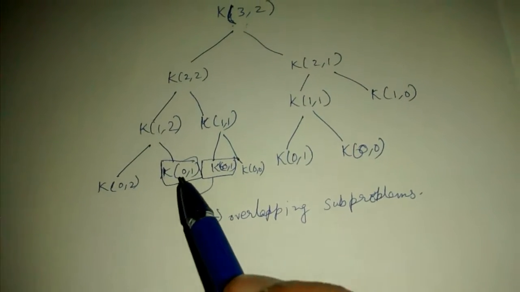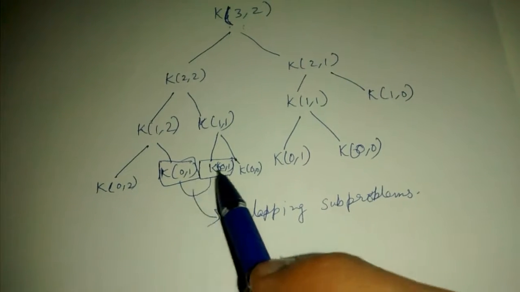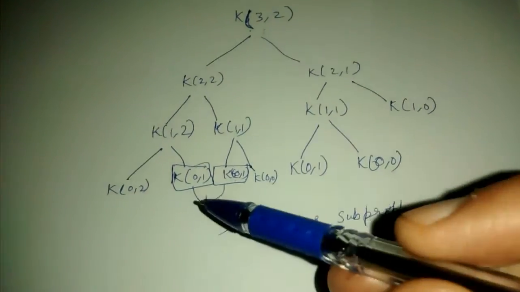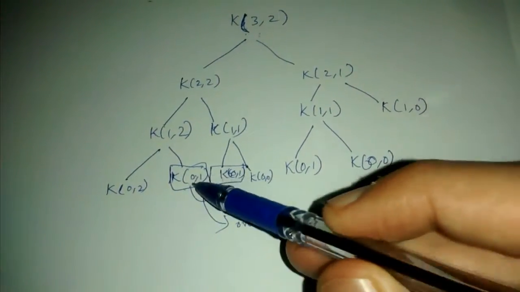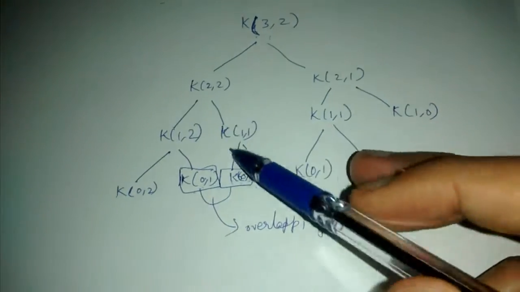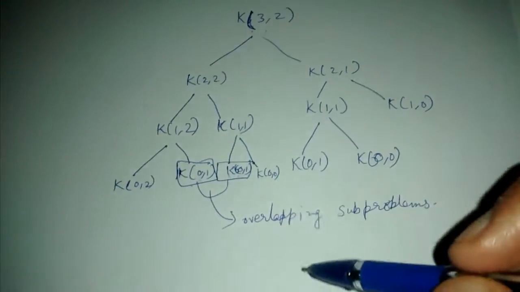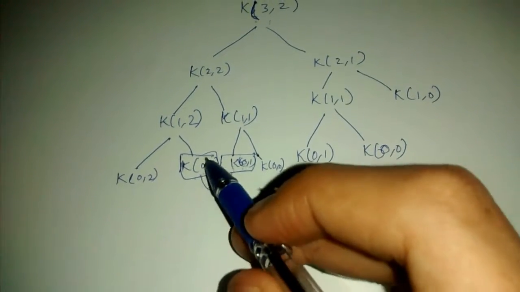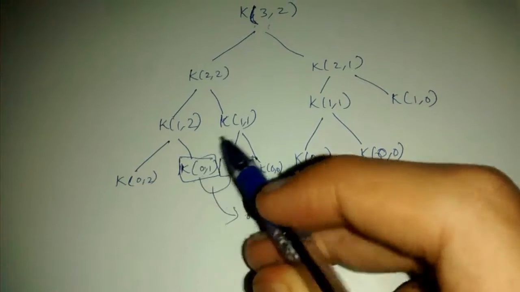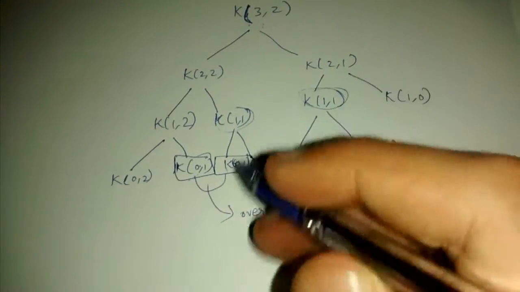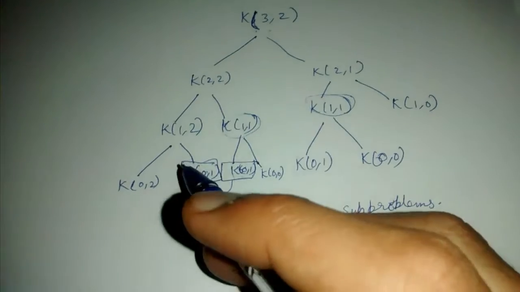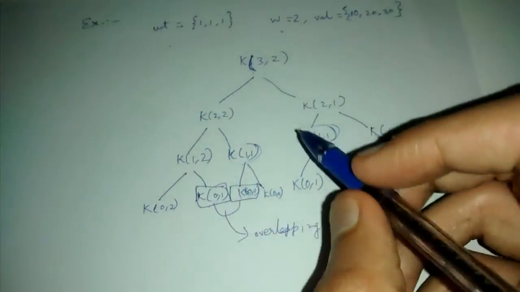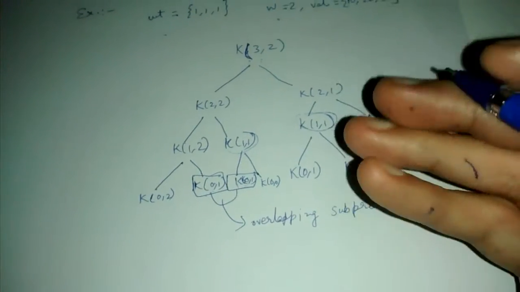and as we can see, K(0,1) appears on two of the leaves. Hence, we have overlapping subproblems. K(0,1) we are computing twice if we are not using memoization or the bottom-up approach basically. So if we use memoization in this, we have to compute this only once. Similarly, K(1,1) also is appearing twice, as you can see. So basically this shows this has overlapping subproblems, and hence dynamic programming is a suitable approach for solving this problem.